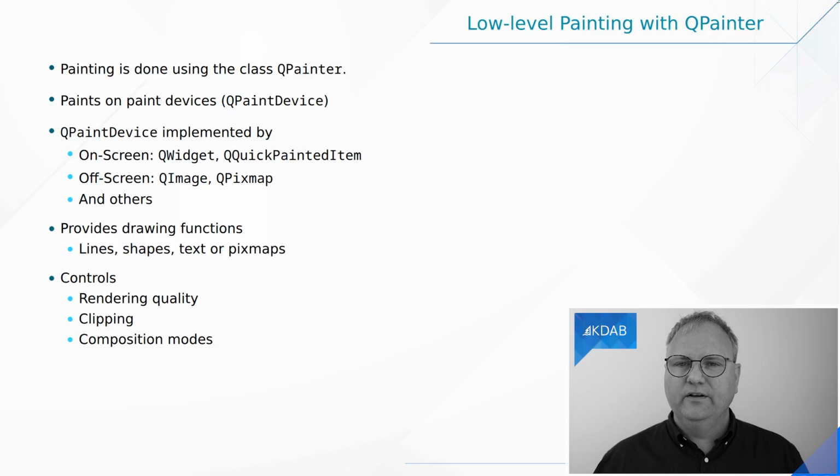QPrinter. So you can print very simply by just creating an instance of QPainter on a QPrinter, do your painting, and voila, it will show up on paper. QPainter provides the API of drawing, so you can paint lines, you can paint shapes, text, and pixmaps and whatnot. I'll show you all of those in one of the following episodes. Finally, you also control the rendering quality through the class QPainter. And we see that on the next slide, I believe.